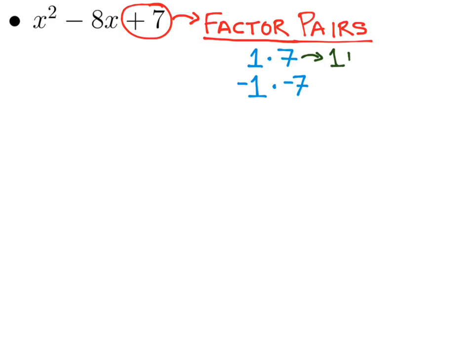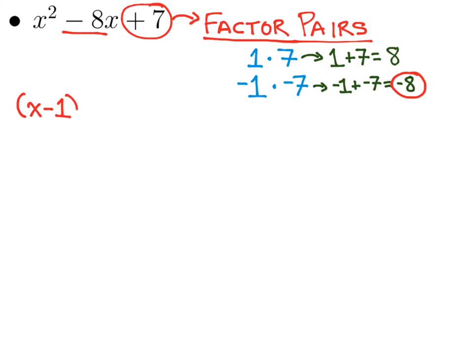Add each of them up. You get 8 or a negative 8? Well, in this problem, we were meant to get negative 8. So, our answer is going to be x minus 1 times x minus 7. Hey, we're done! Yay!